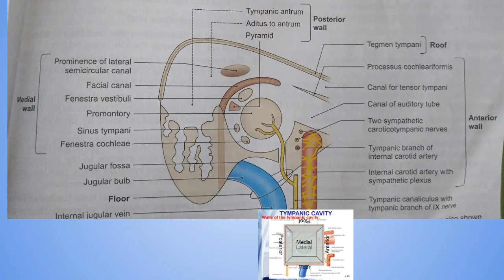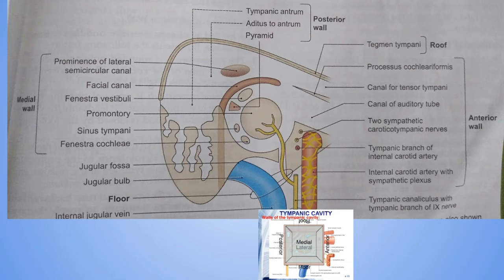After the aditus, there is the fossa incudis, which is a depression that lodges the short process of the incus. Next is a conical projection known as the pyramid, which lies near the junction of the posterior and medial walls. It has an opening at its apex for passage of the tendon of the stapedius muscle.